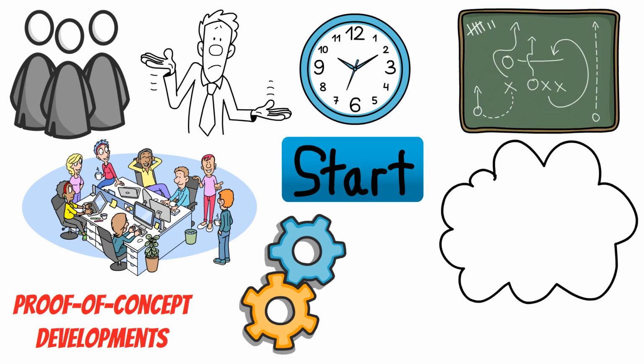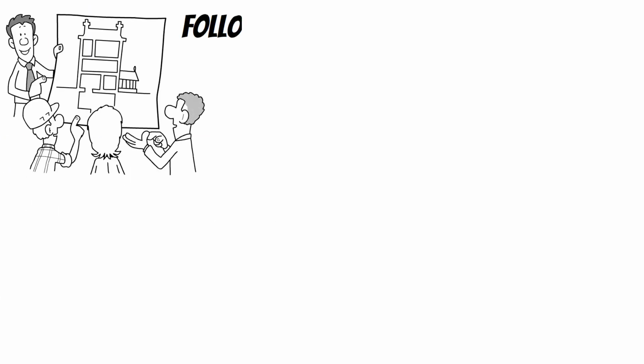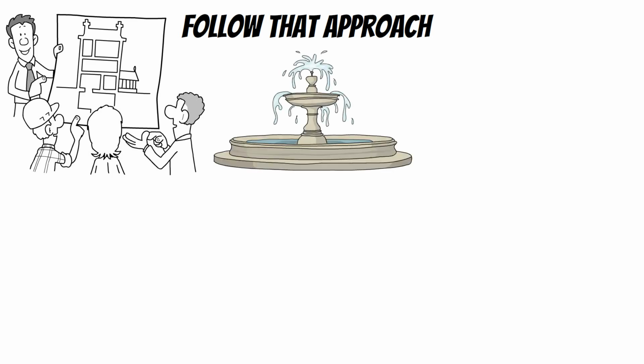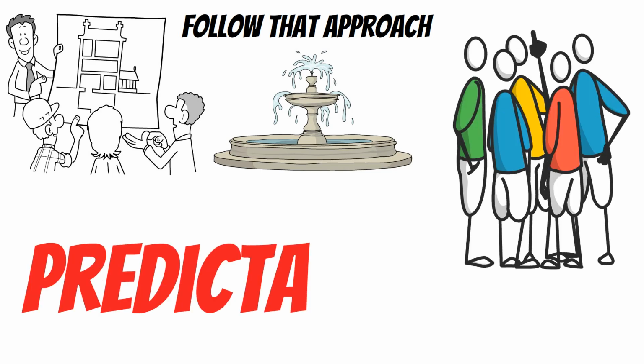Think of if you were building an office complex. There is usually a blueprint of similar office spaces, and you'll follow that approach, but you may think of adding a water fountain in the executive suite, and that may not have been done before. However, the majority of the management of this project is predictable.